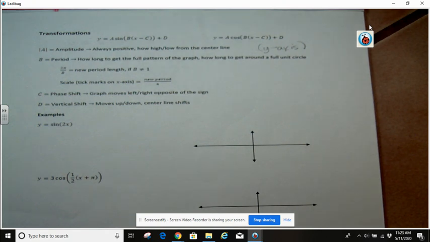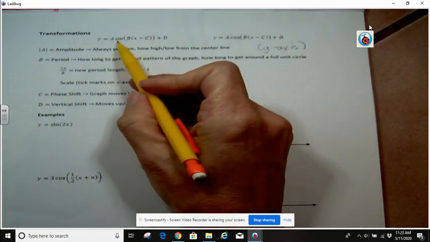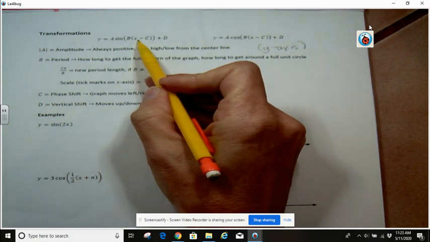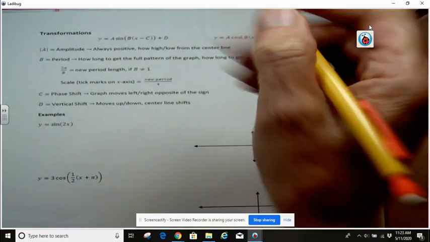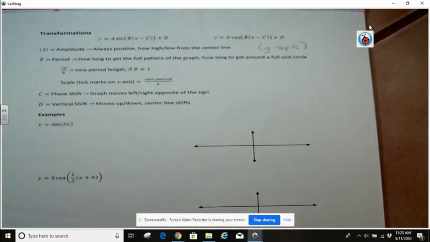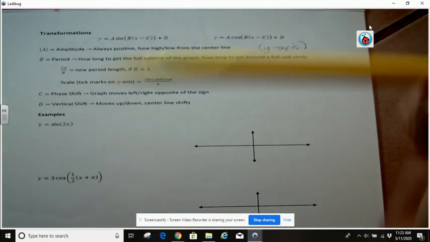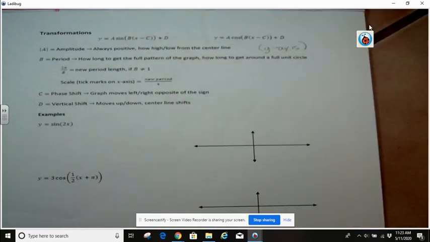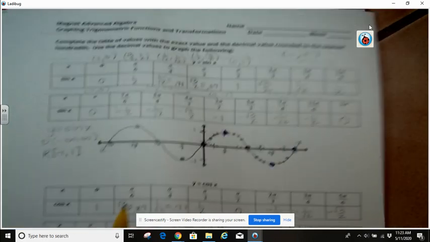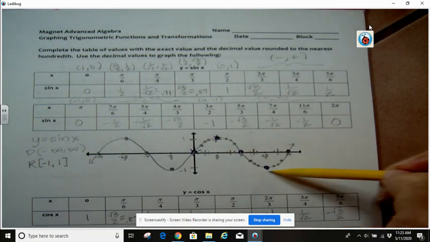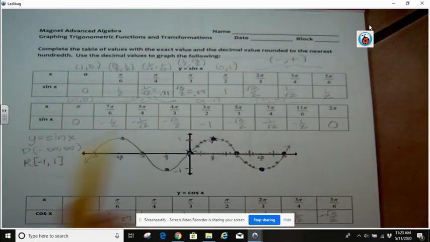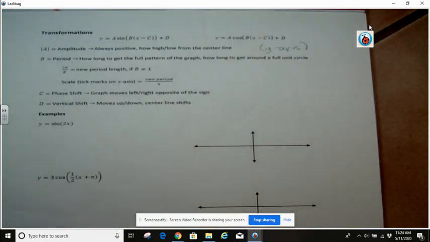The period is your b. The b value is between the trig function and the x. It should always be factored away from the c value as it is up here. And the period is how long it takes to complete one full pattern or one full circle. Normally that would be a 1. As you can look back at your graphs for sine and cosine, it took from 0 to 2 pi to go all the way around the circle. Here's the top half of the circle, here's the bottom half, and it took from 0 to 2 pi. So the period for sine and cosine is normally 2 pi.